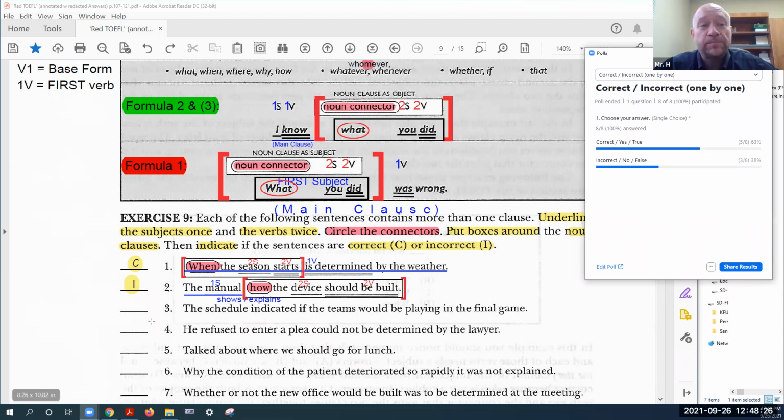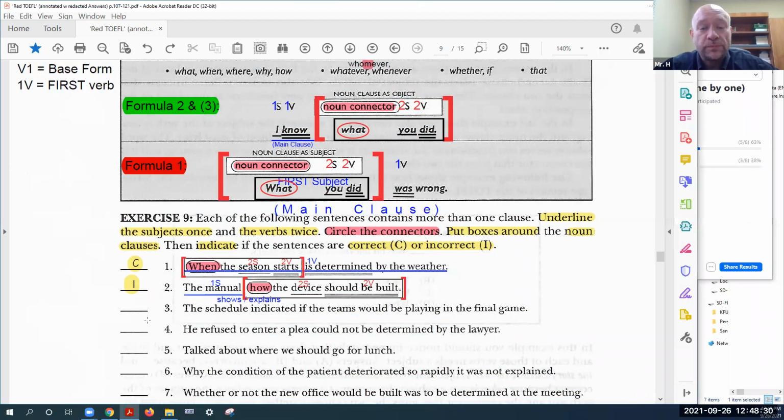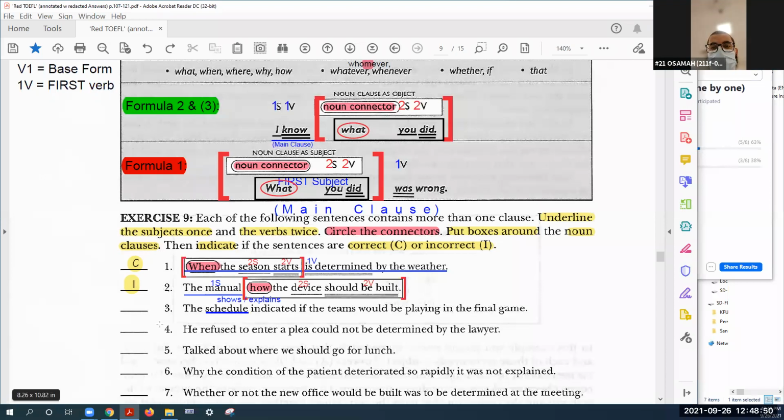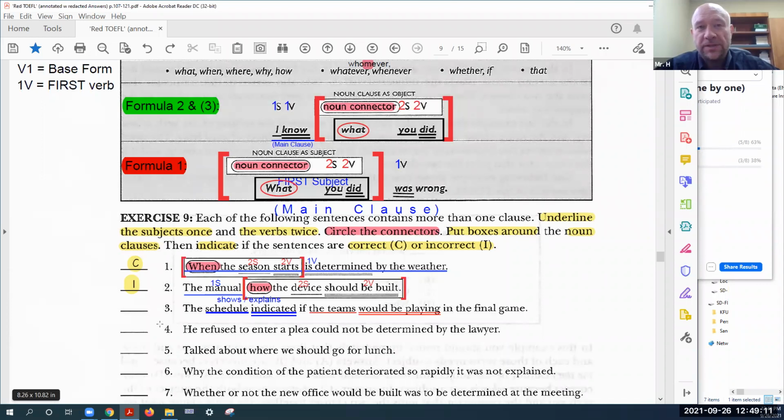Okay. Let's see. Osama, what do you think? Let's find subjects and verbs here. Osama, can you find a subject and a verb? Yes, go ahead. The schedule. Okay. Schedule is a subject. Indicated. Indicated is a verb. Good. That's a verb. And then, find another subject. The teams. Good. Another verb. Would be playing. Excellent. Connector. If. Bingo. It is correct.